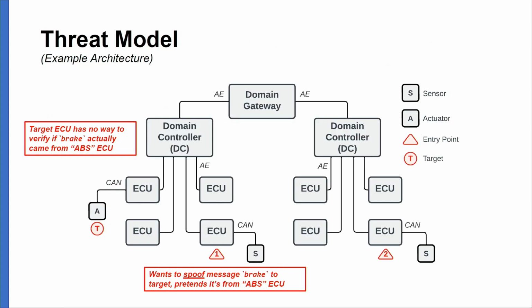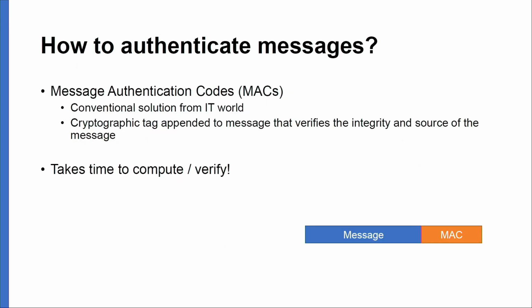message. So as an example, take this architecture here. This is a domain-based architecture where all the ECUs are connected with Automotive Ethernet. And each ECU has maybe like a CAN network of its sensors and actuators in the back. And in this example, a hacker has compromised either ECU 1 or 2 in the bottom and wants to send a message like brake to the target ECU on the left side. But neither of those compromised ECUs are the anti-lock brake system, or ABS. So this would be a case of message spoofing. And without any message authentication, the target ECU has no way to know that message did not actually come from the ABS. So that's why we need it.